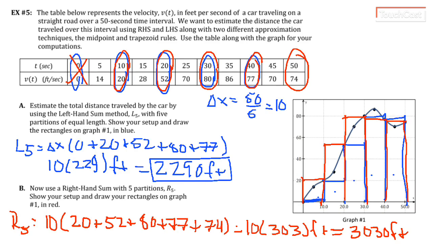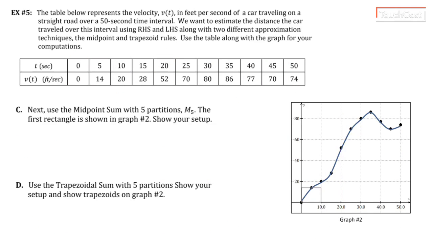So let's continue. So now we're going to use the midpoint sum with 5 rectangles. And the first rectangle, it's already shown in graph 2. So we're just going to complete the setup. And really, as far as what we need to know, we're not going to do this trapezoidal sum deal, but we're going to finish putting in our rectangles for this midpoint sum. So let's continue doing that.